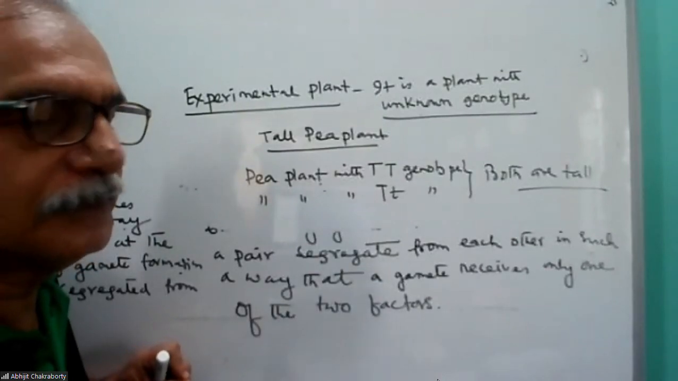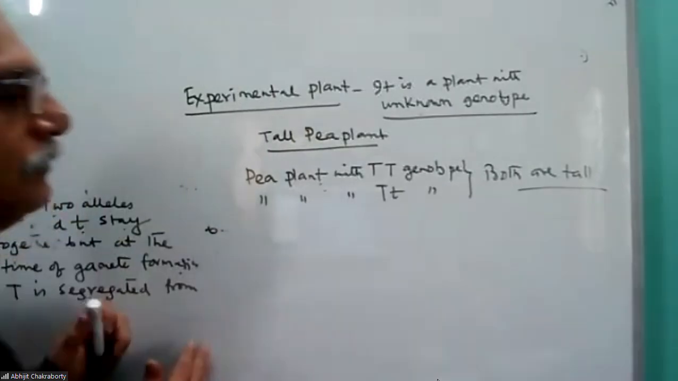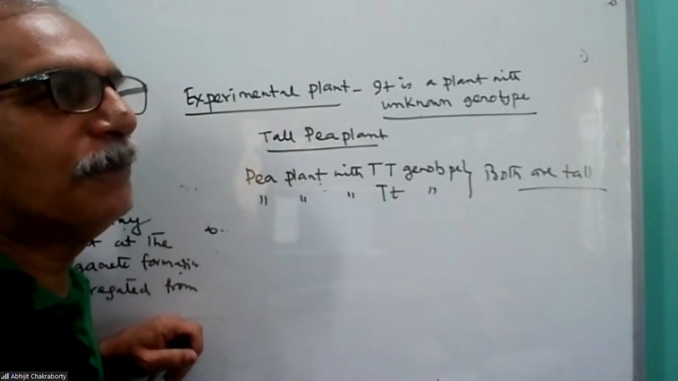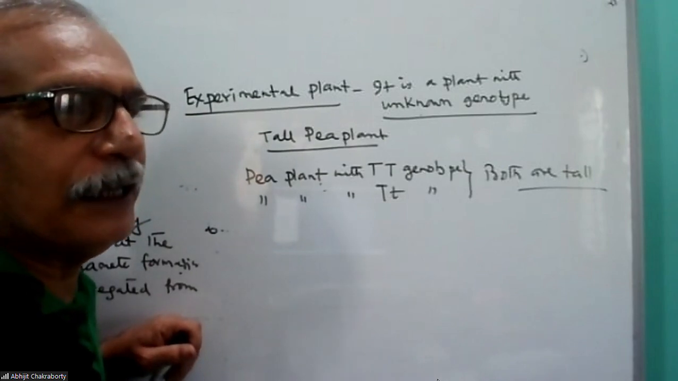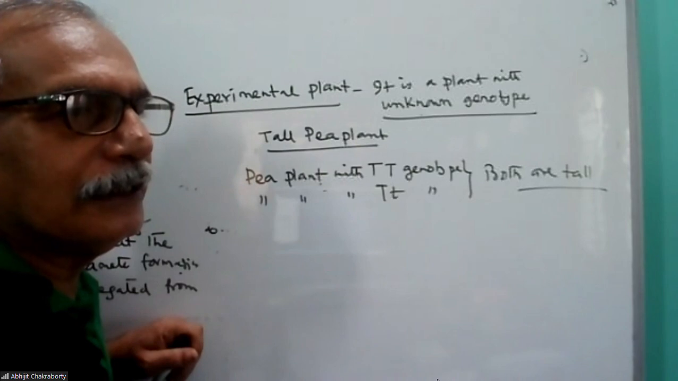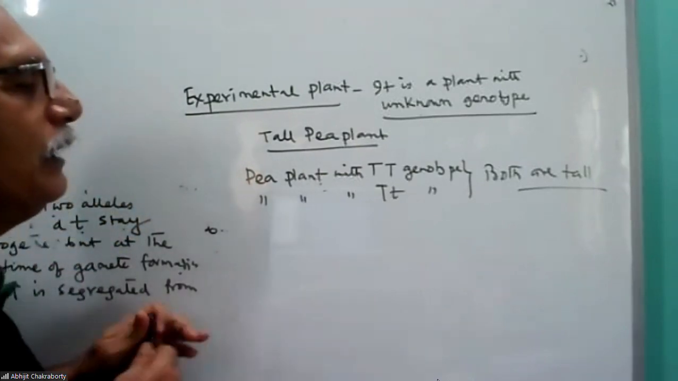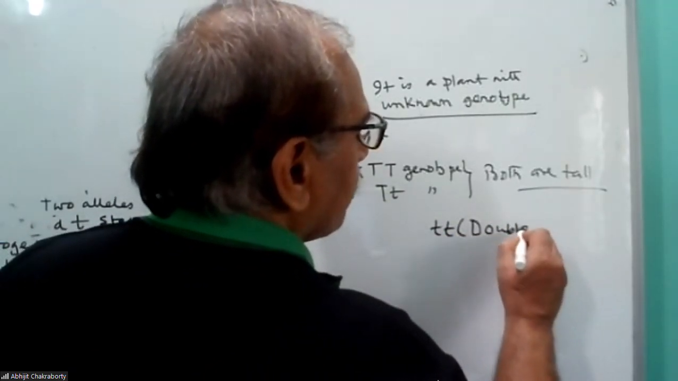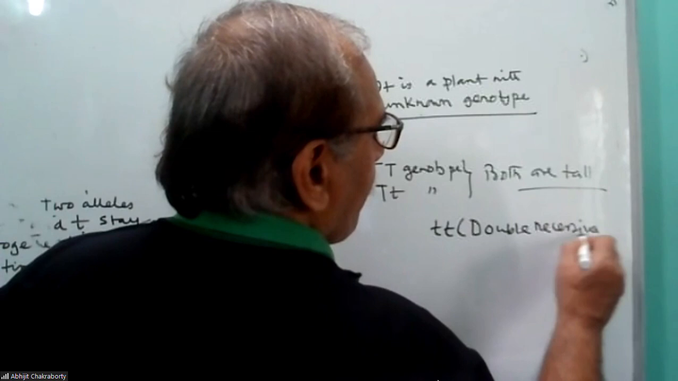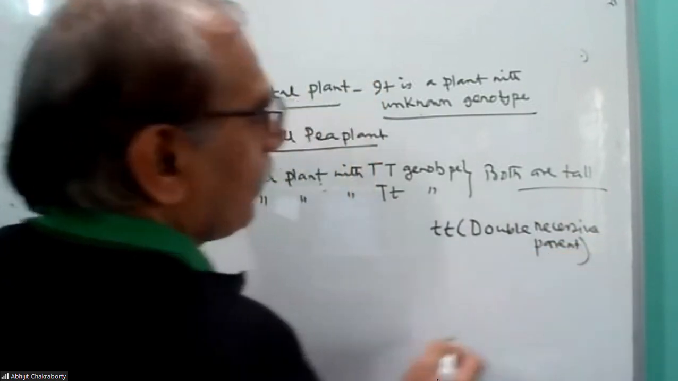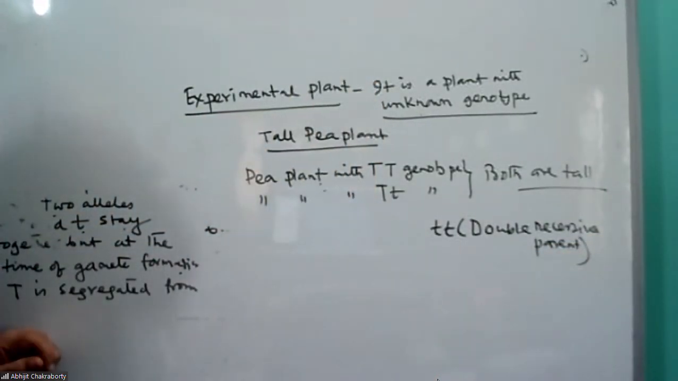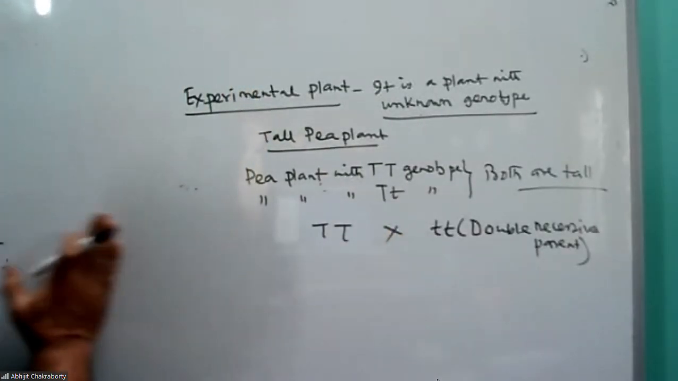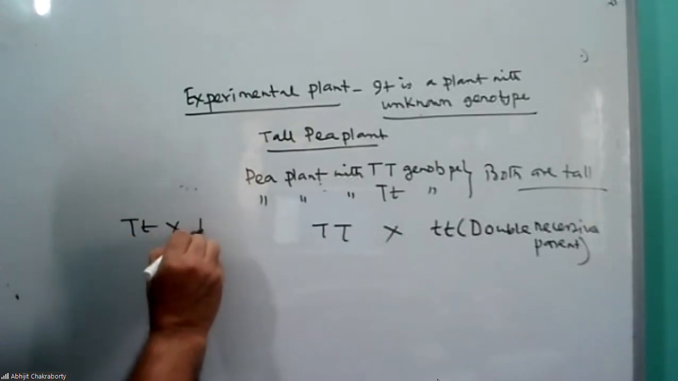Kamalesh? Yes, sir. After that, what to do? The test cross is carried out by crossing this plant with unknown genotype with the double recessive parent. If the character is stem height, the double recessive parent should always be small t, small t. These are double recessive parents. Now, if the experimental plant is crossed with double recessive parents, it may turn out like this, or it may be like this.